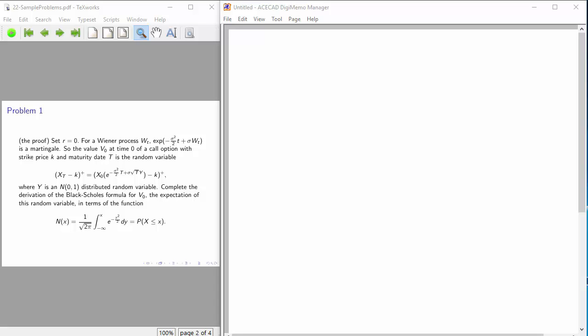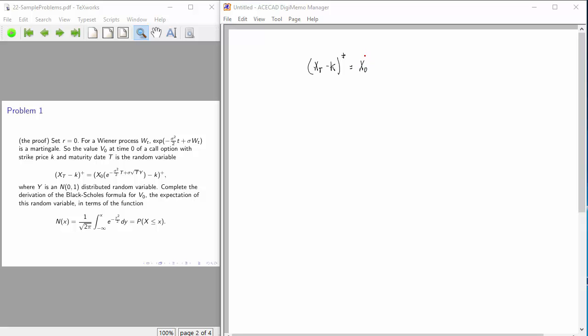What do we have to do? We've got to take the value at time t when it matures, which is the price of the underlying share minus the strike price, but only if that quantity is greater than 0. And we can write a formula now for this price.